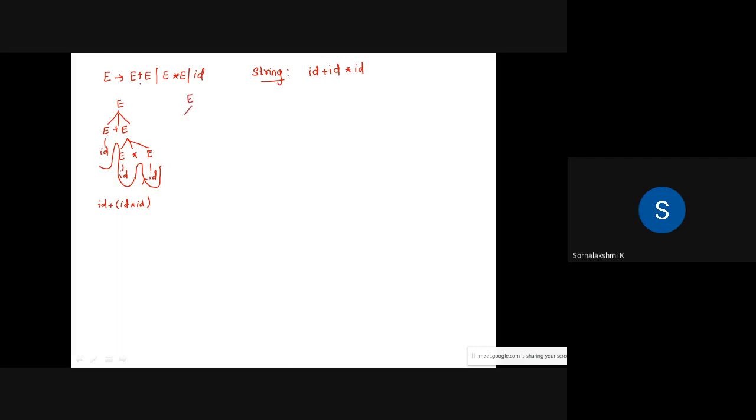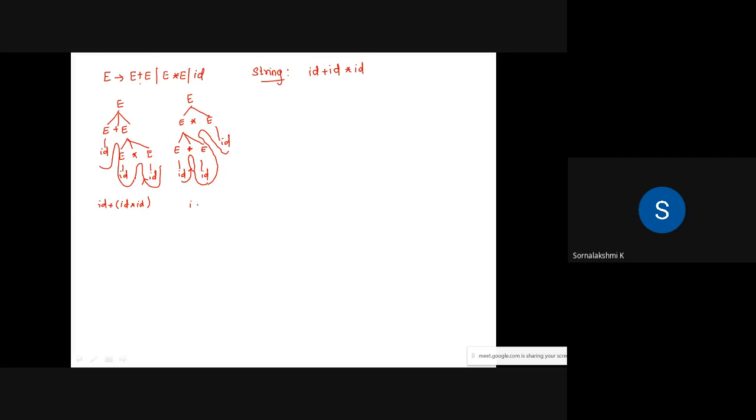Are there other options? Yes, this expansion is also possible according to my grammar. Since plus is before asterisk, I'll try to expand this and write a terminal ID. I can substitute ID. In this case also, it will try to execute the lowest or deepest branch first. So E plus E is executed, and then it goes like this.